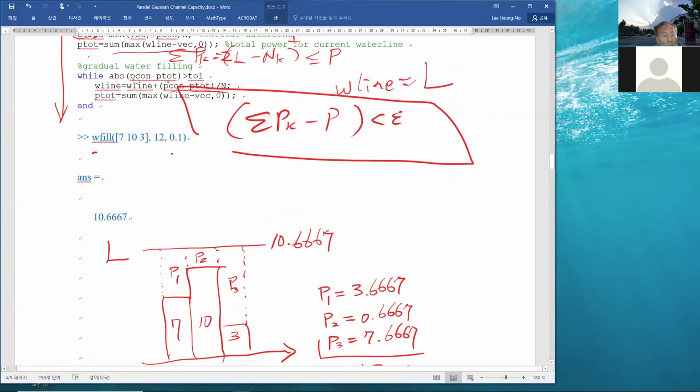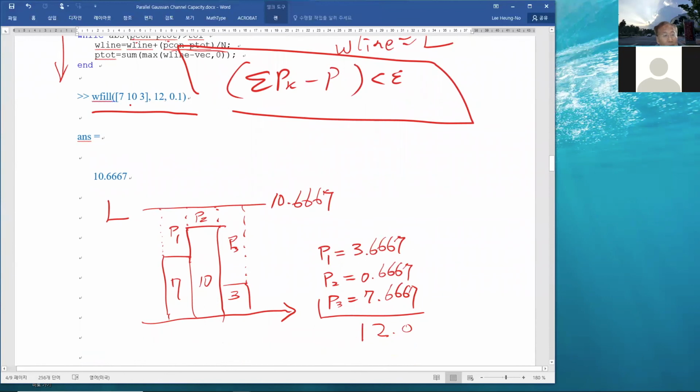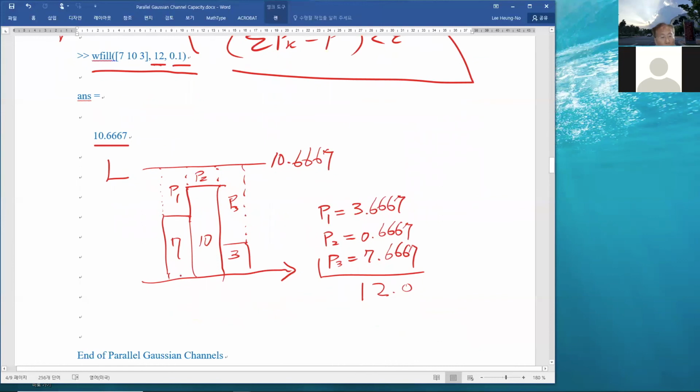And here is an example. Let's say 7, 10, 3: you have 3 channels with these noise powers. The total available power is 12, the tolerance is 0.1, and it will return this value immediately. The first channel noise level is 7, the second 10, the third 3, and the power allocation P1 is L minus 7, P2 is L minus 10, and so on. You need to find L, and the answer is the water level shown here. Then the sum of the 3 powers should be equal to 12. That's the power constraint.